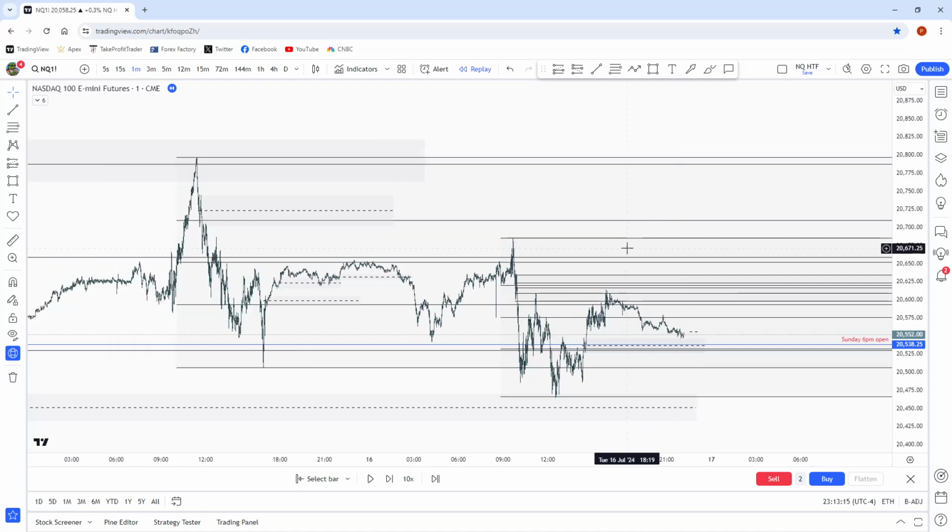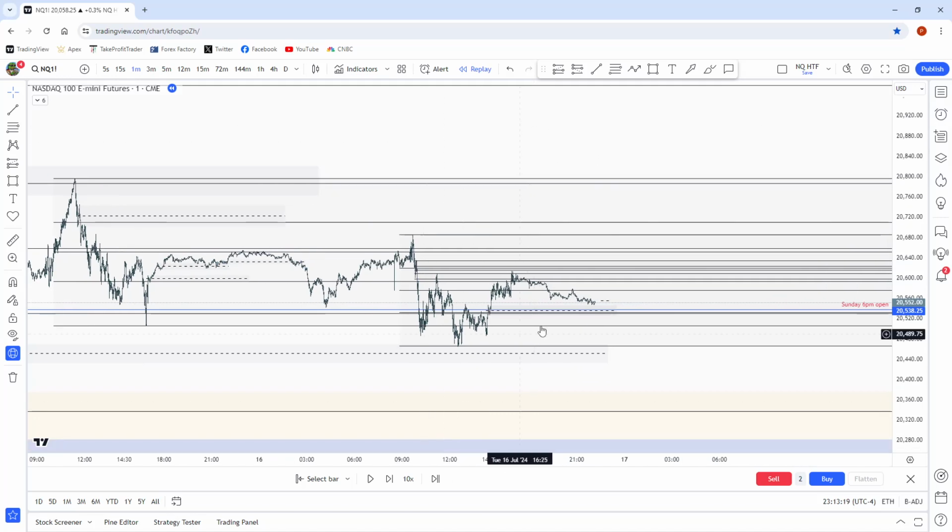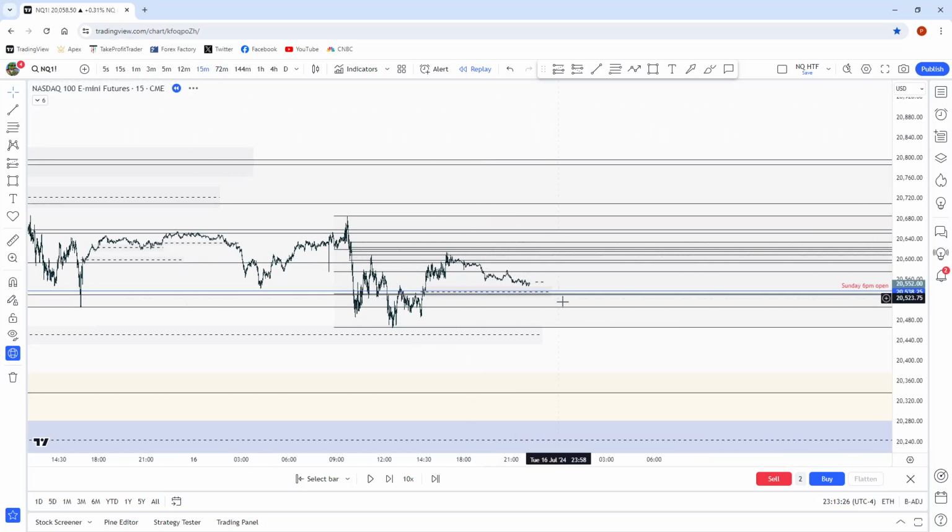But of course, you need to zoom out. You need to zoom out, right? If you're so zoomed in, oftentimes price will try to trick you, and it'll try to look like it's bullish and go against the narrative. But on the higher time frame, it's not, right?